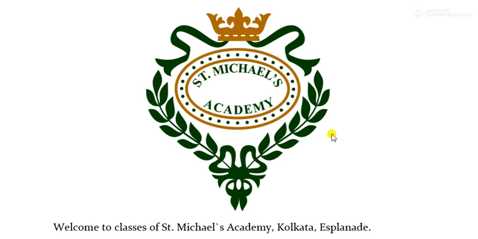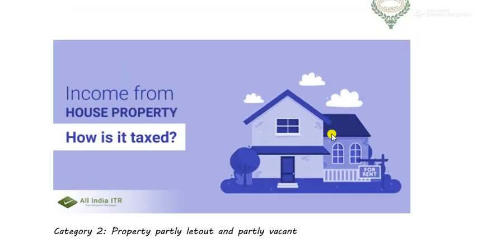So we were doing income from house property, and I told you that the last class will be the last class for category 1, and today we'll be starting category 2, which is property partly let out and partly vacant. So what happens in this case, partly let out, partly vacant, is that it's a simple case.